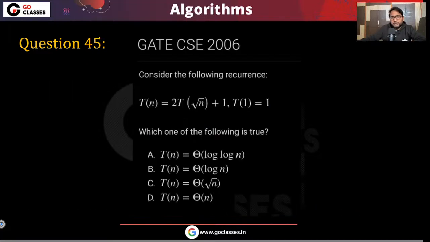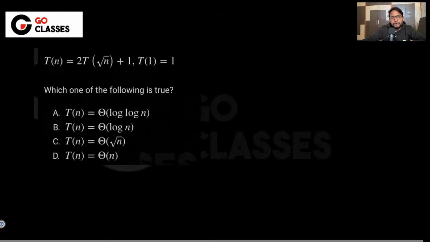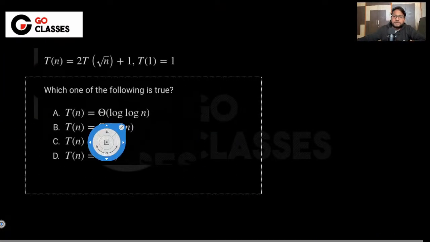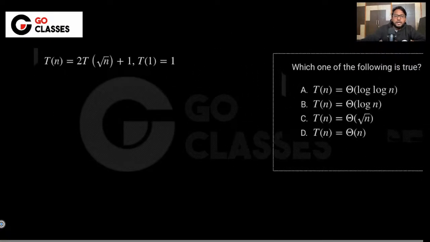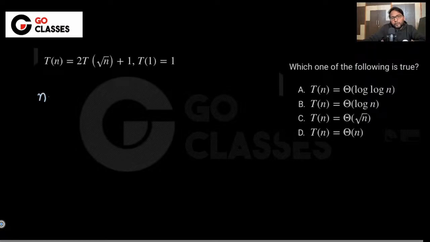Now let's solve this question. This question has been asked in GATE 2006. They want us to solve this particular recurrence. Let me put the options on the right side. Here you can assume n to be 2^m, because of the square root it is complex, so just assume it.